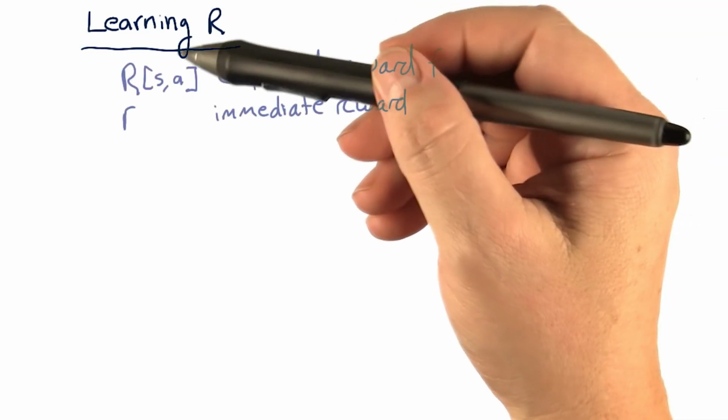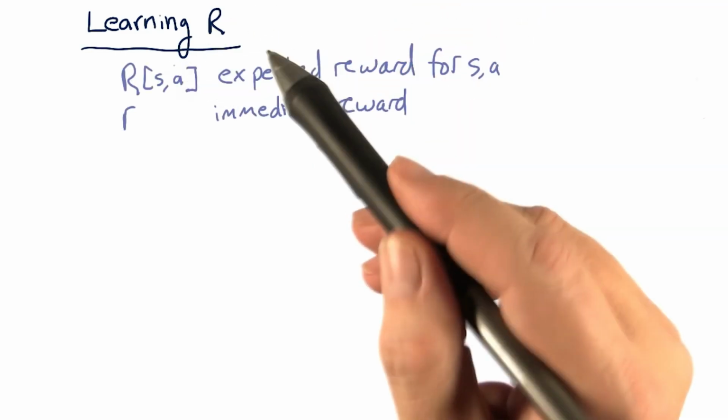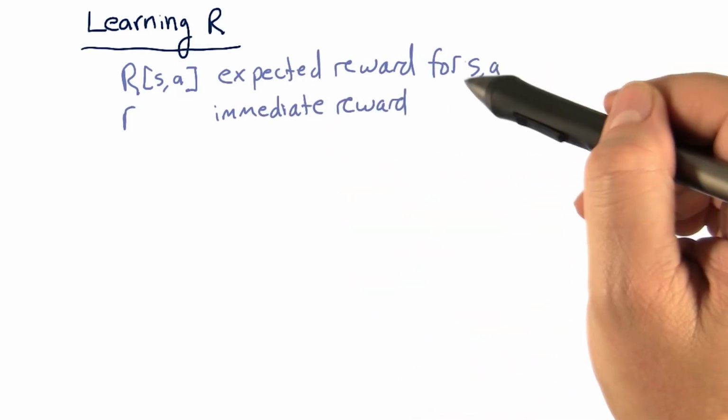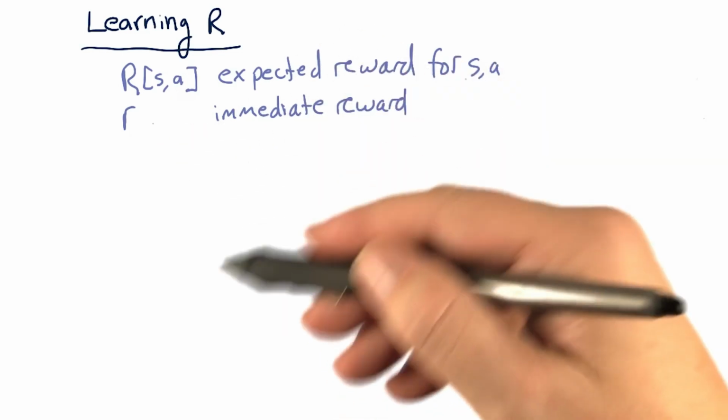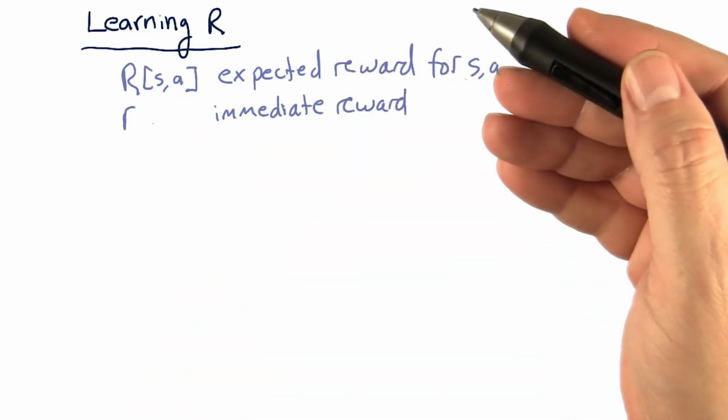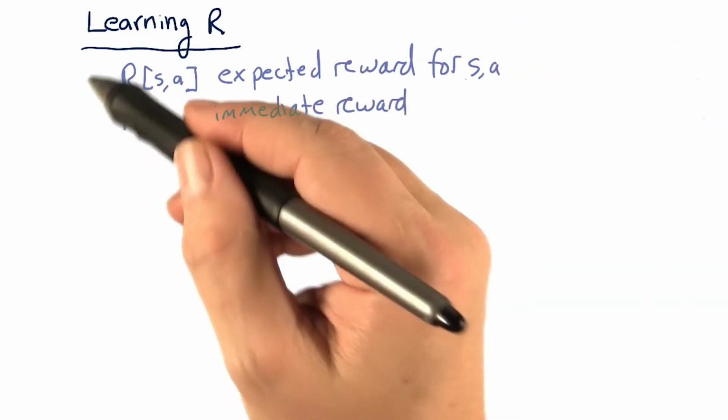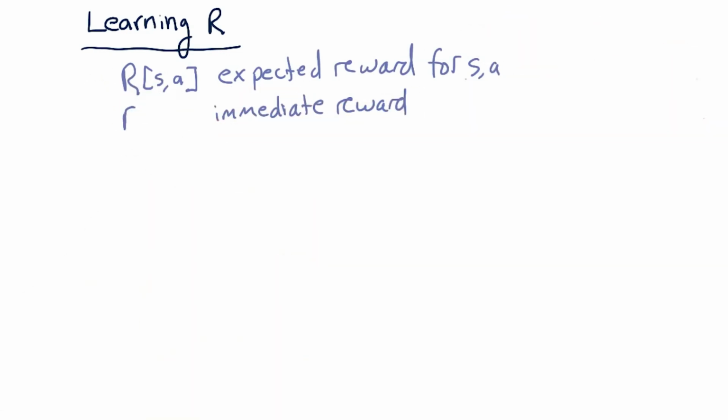The last step here is, how do we learn a model for R? Now remember, when we execute an action A in state S, we get an immediate reward, little r. So again, big R of S, A is our expected reward if we're in state S and we execute action A. Little r is our immediate reward when we experience this in the real world. So big R is our model, little r is what we get in an experience tuple.